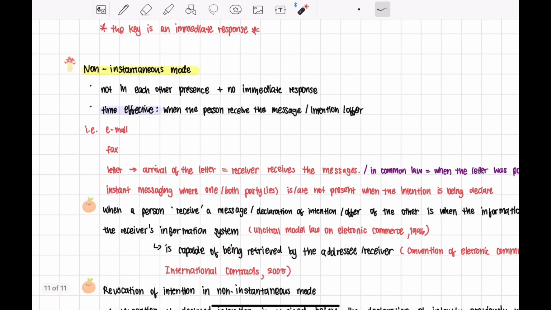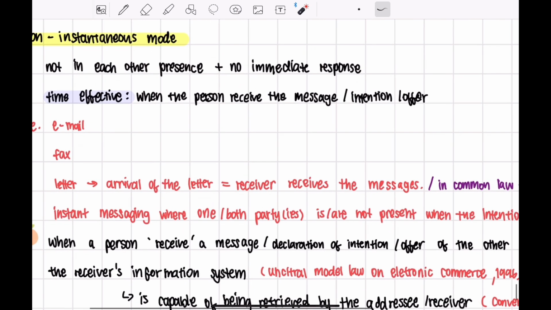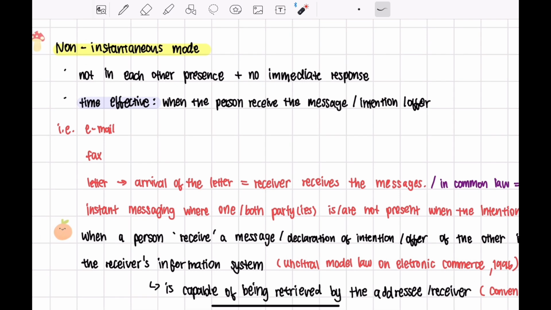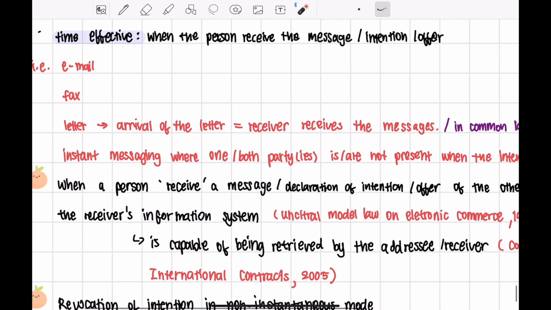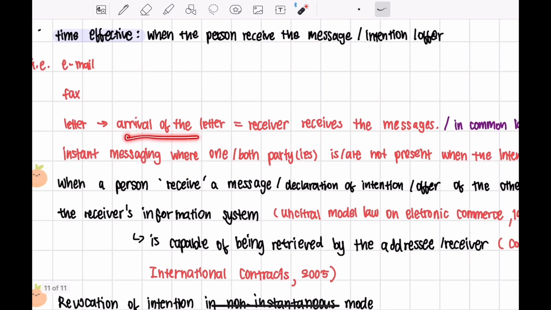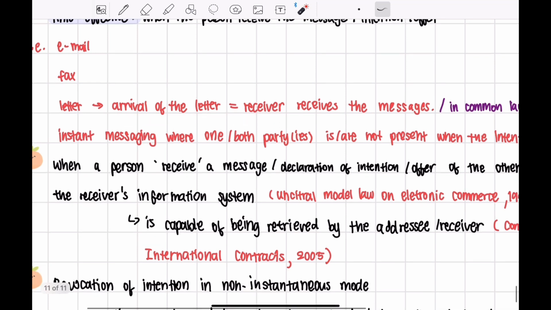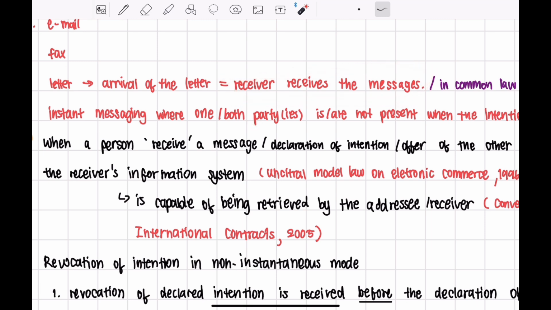And the second one is non-instantaneous mode. This is where both parties are not present to each other, so there can be no immediate response. The time that an intention becomes effective is when the person receives the message or intention. This can be email, because our party might open the email later. So it's not immediate. Fax also. And for a letter, the intention becomes effective when the letter arrives at the receiver's house, because that means the receiver received the message once the letter is put down at the house.